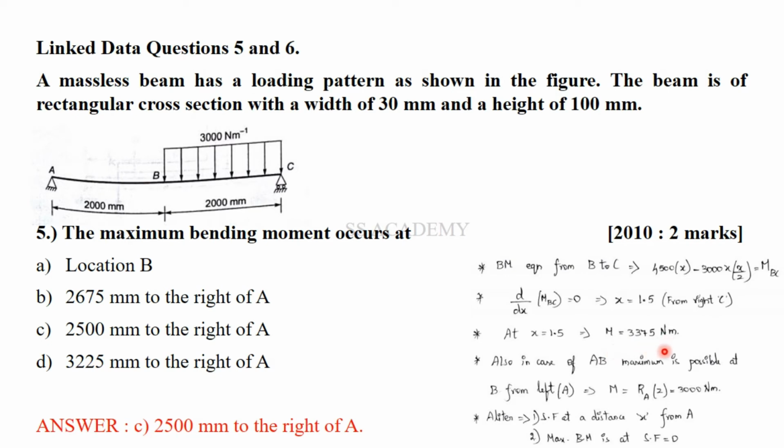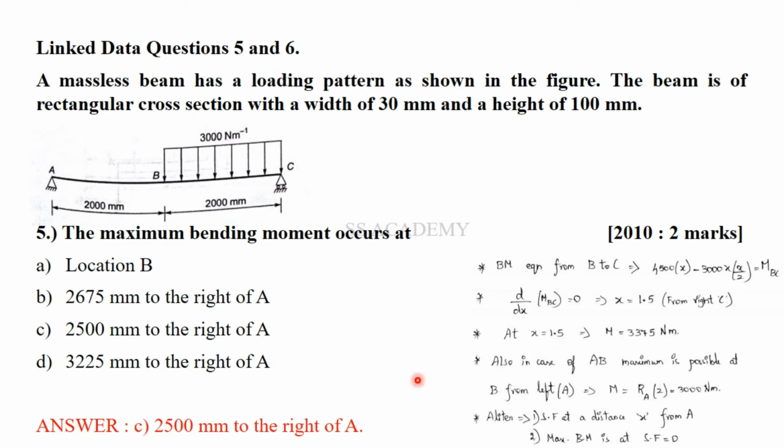Why we are calculating this? Just by seeing this, you can answer 2500. But remember, if the reaction here is maximum, then this will cause a maximum bending moment at this point. So you must consider this loading also. Just by multiplying the reaction, that is 1500 into 2, you will be getting 3000 Newton meter. So 3375 is the maximum Newton meter, that is a maximum bending moment.